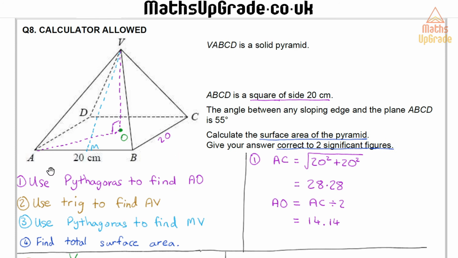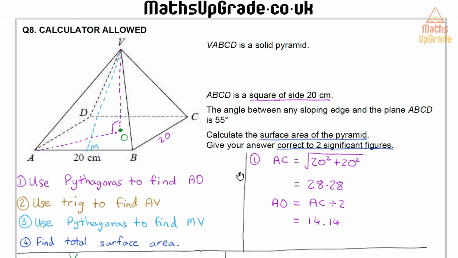I'm first of all going to use Pythagoras to find the length of AO. The AO is this length here. I've labelled this as O because it's directly underneath the apex. Once I've found AO, I can then use trigonometry to find the length of AV, which is in essence this edge length here. When I've found AV, I can find MV, which is the length of the sloping face there. Once I've got those dimensions, I can find the total surface area of this pyramid.